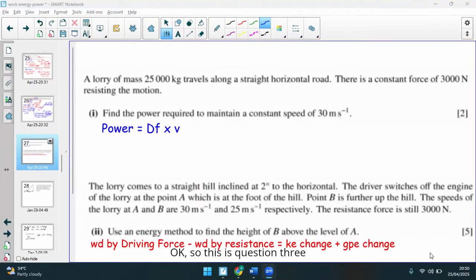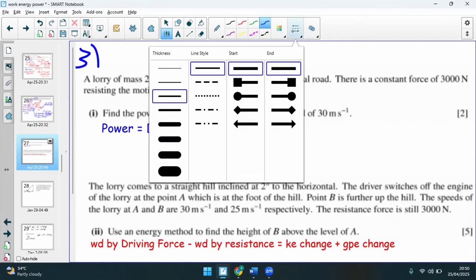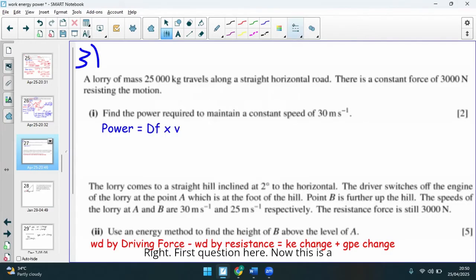Okay, so this is question 3 on the topical rocket revise. Right, first question here. Now this is a power question. I've got the power formula, and if we need the work formula, we'll put it as well. Right, what's it asking you to find? It says find the power, so that will obviously be unknown. The driving force we don't have. The velocity is 30. So we need to basically find the driving force.